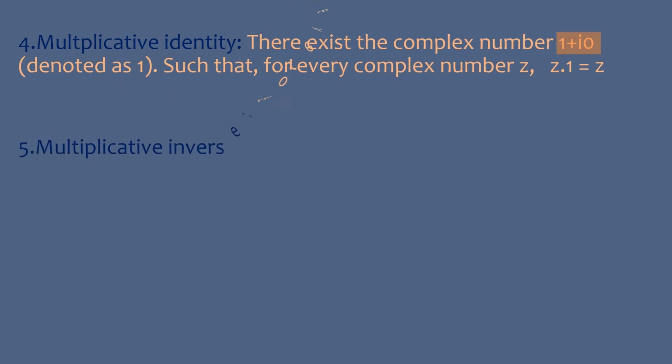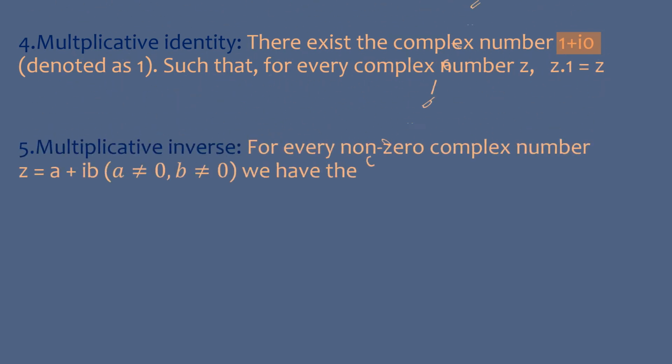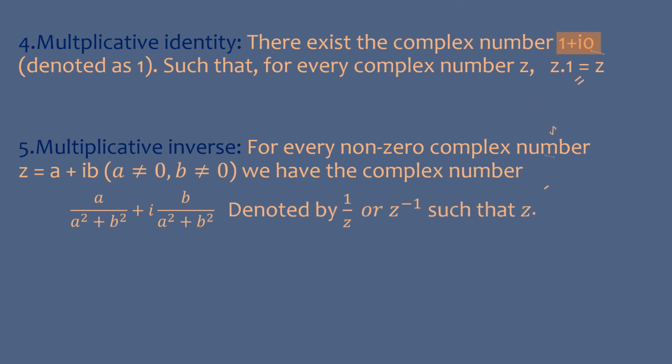The fifth property we have is multiplicative inverse, which states that for every non-zero complex number z equal to a plus ib, where a and b are not both equal to 0, we have the complex number a upon a square plus b square plus i b upon a square plus b square, which will be denoted by 1 upon z or z inverse, such that z times 1 upon z will be equal to 1. So in the multiplicative inverse, the purpose is to get such a number that on multiplication with another given number, the result is 1.